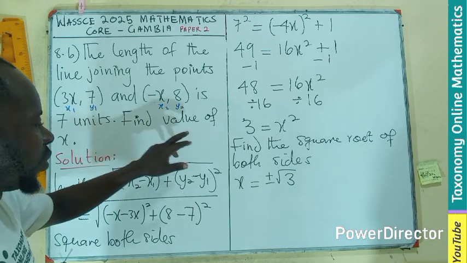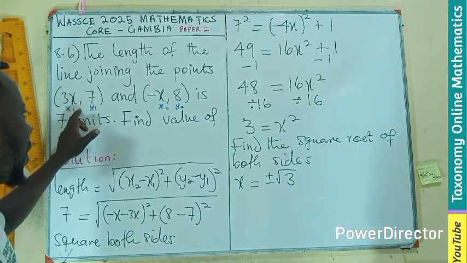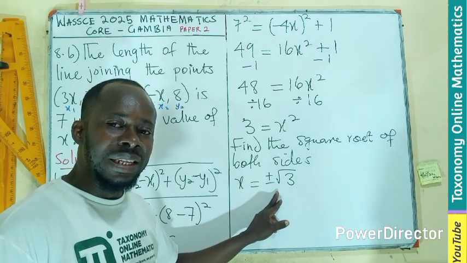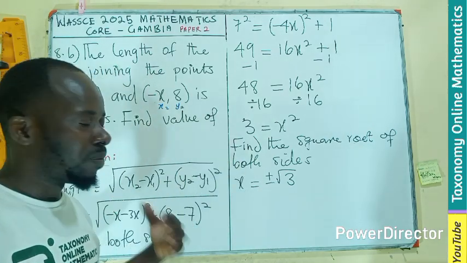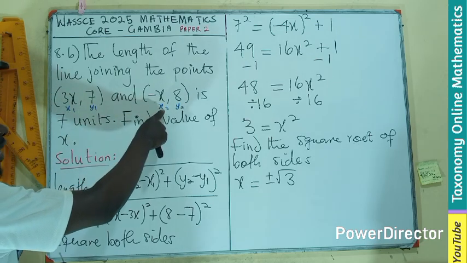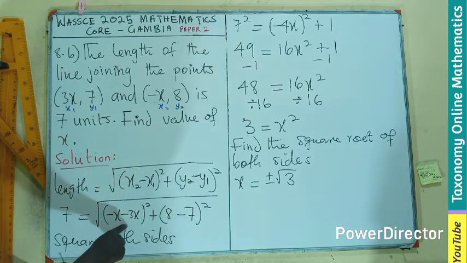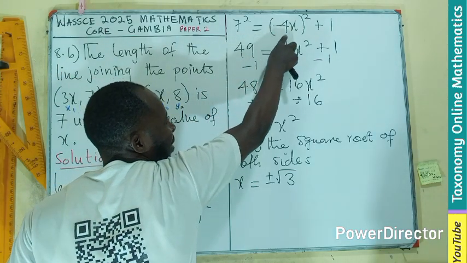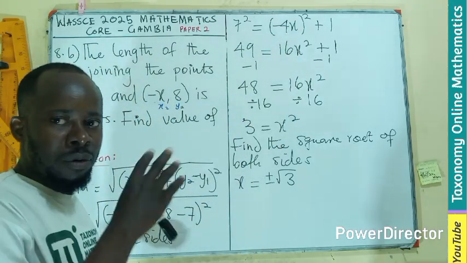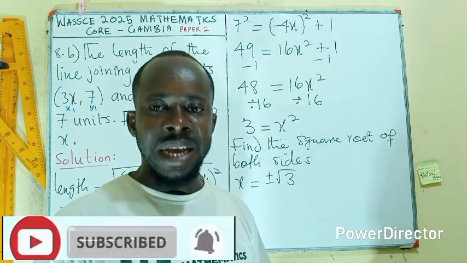So if we substitute the root of 3 as positive into this and find the length, you come back to 7. If you put in the negative also, you come back to 7. Because if you check from here, if you were to have x1 minus x2, you'll be having 3x minus negative x. That will have given you a positive 4x directly from here. And when you square the positive 4x, you still come back to this. So both the negative and the positive root 3 of x will work in the case of getting the length.